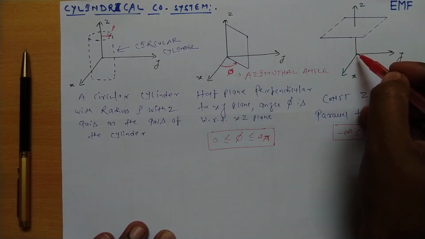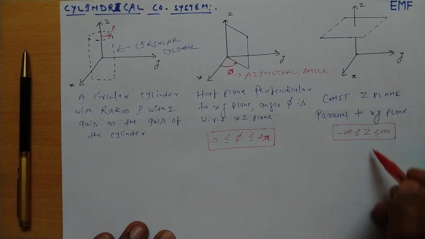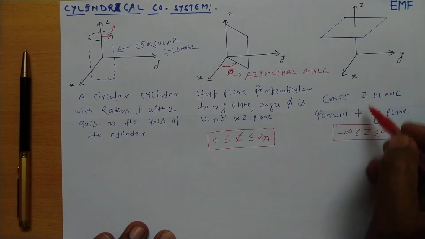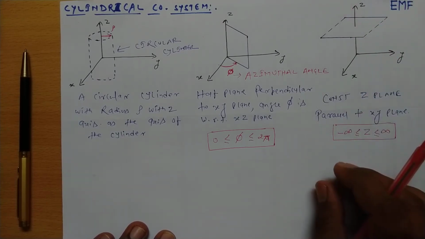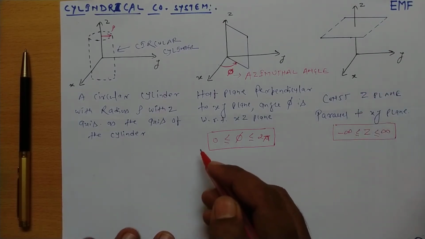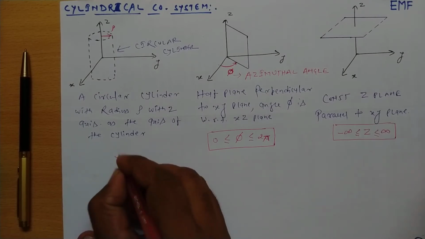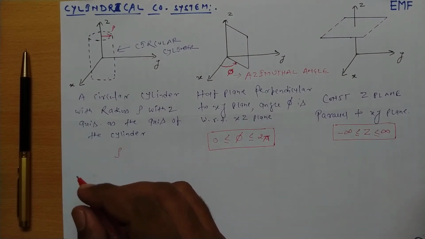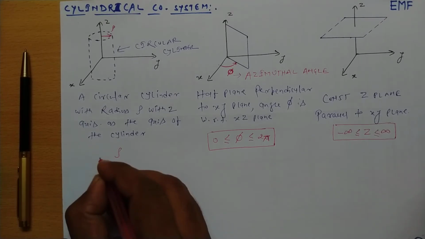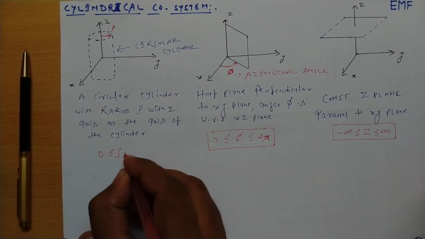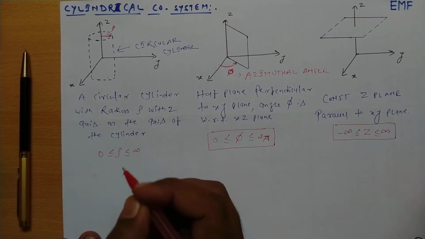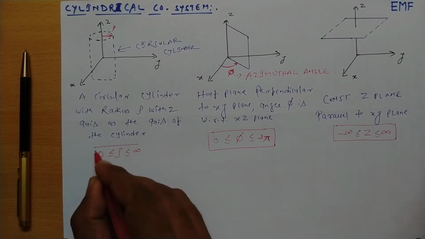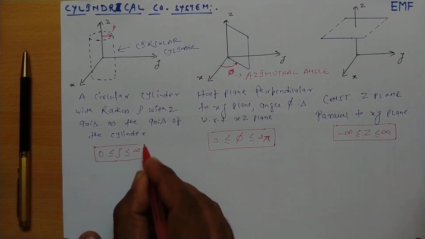This z varies from where to where? From minus infinity to plus infinity, right? That's why we define it here. And the range of rho is defined from 0 to infinity, right? So these are the ranges of the different coordinates.